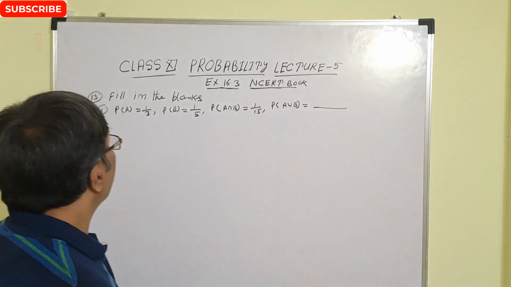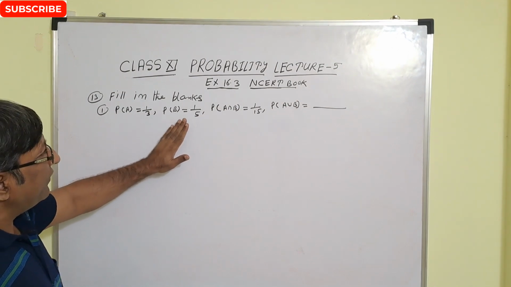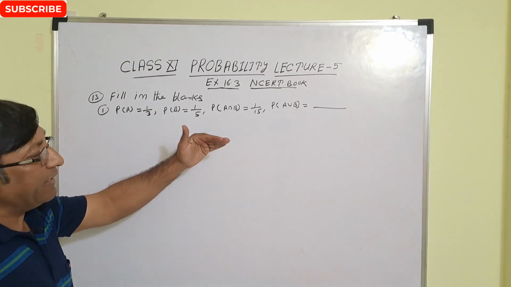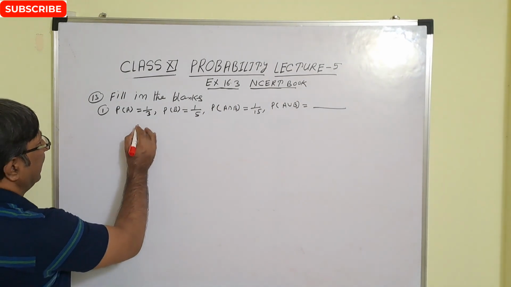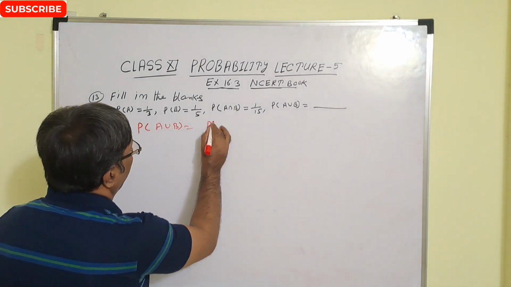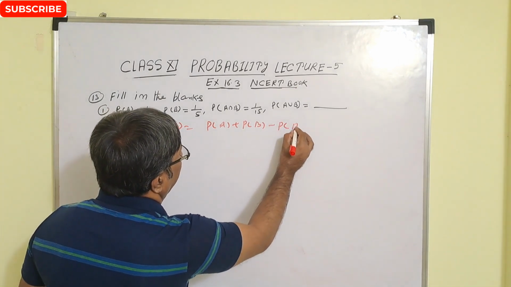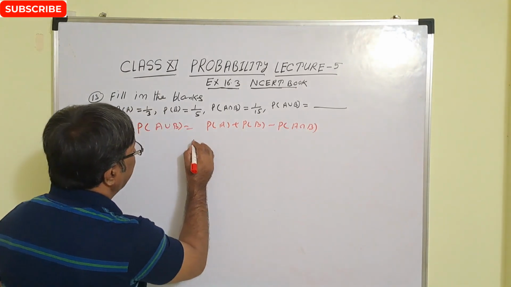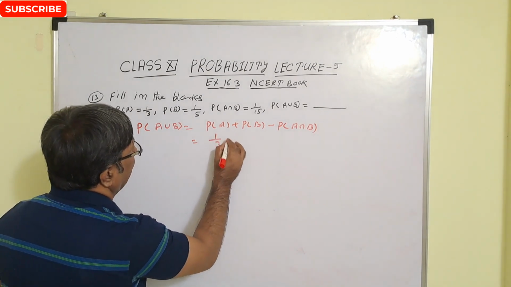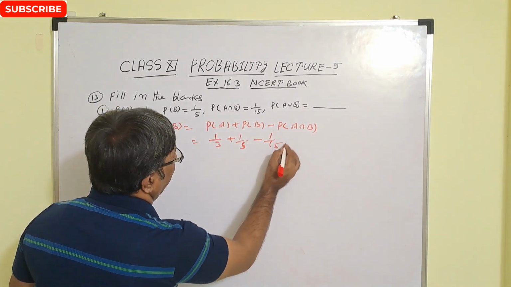See the question. Fill in the blanks. Probability of A given, probability of B given, probability of A intersection B given, we have to find A union B. So we know the trick. Probability of A union B is probability of A plus probability of B minus probability of A intersection B. So A is given 1 by 3, B is given 1 by 5 and minus 1 by 15.